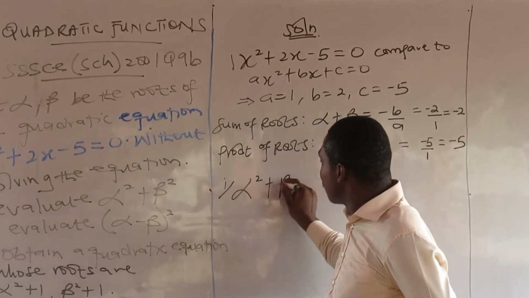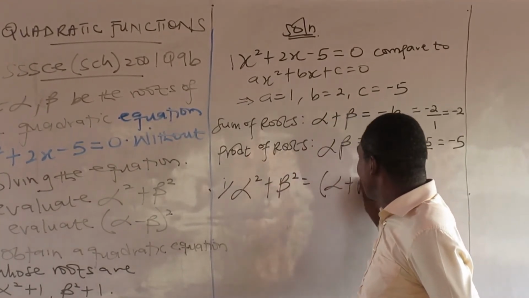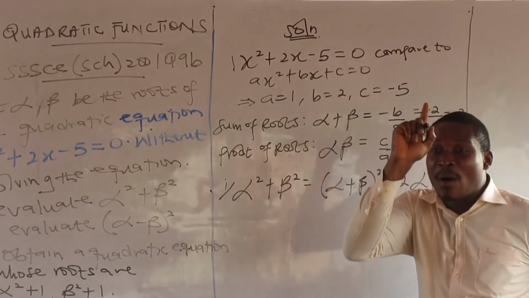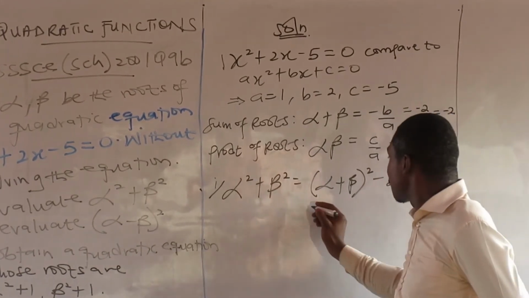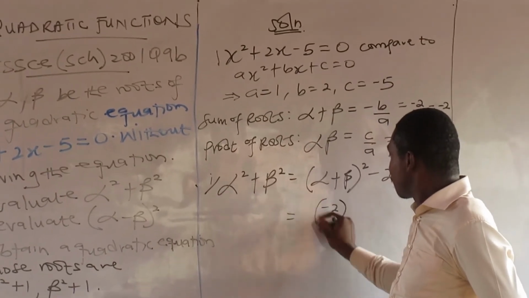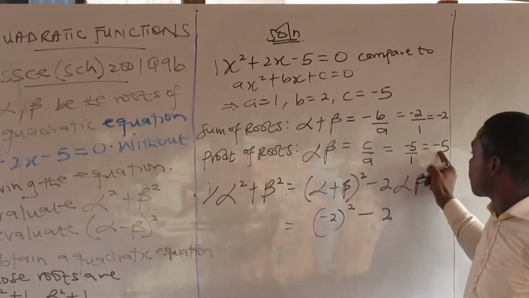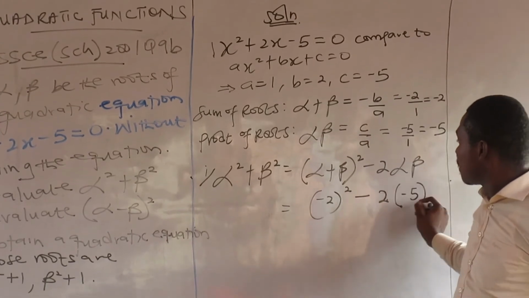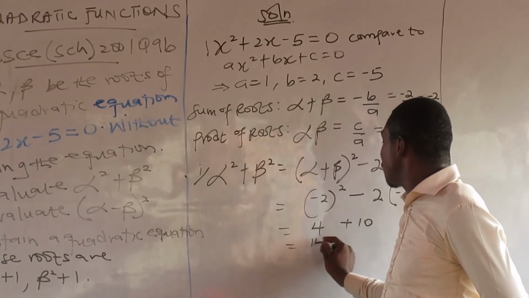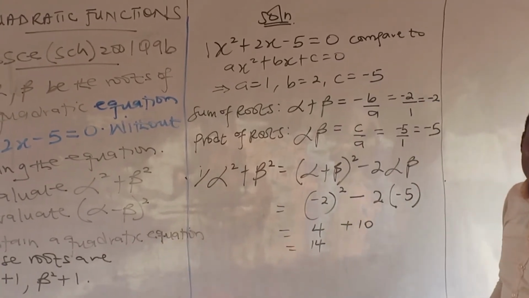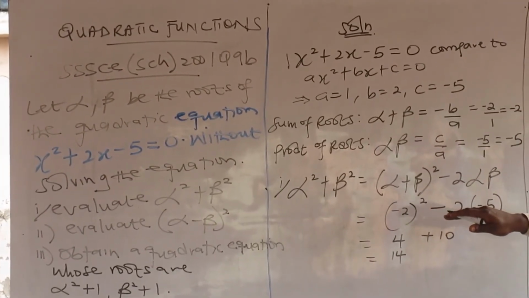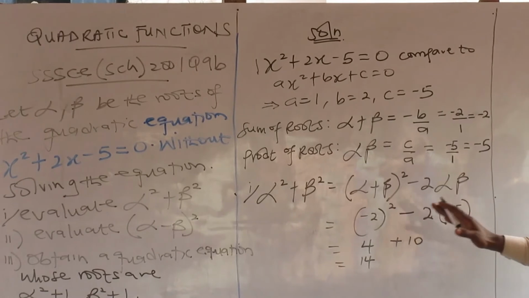Evaluate alpha squared plus beta squared. Alpha squared plus beta squared, so that is alpha plus beta all squared minus 2 alpha beta. I hope you remember expansion number 1, the one I circled. Good. Now this is this. This is that. So this will give me 4 plus 10. The final answer will produce 14. Please, I hope you are seeing it. Good.